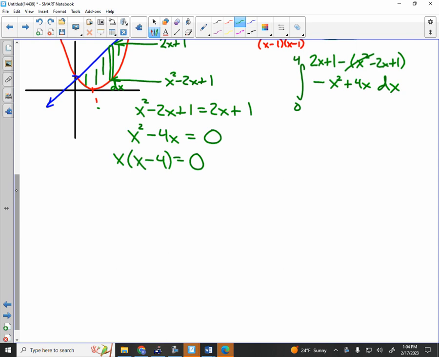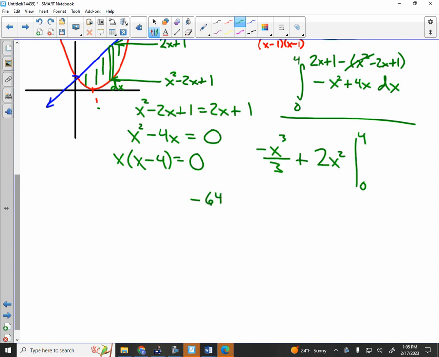So let's integrate. The antiderivative is negative x squared plus 2x squared, evaluated at 0 and 4. Notice in this situation, if you plug in 0, you get 0. But if we plug in 4, we do get a result.